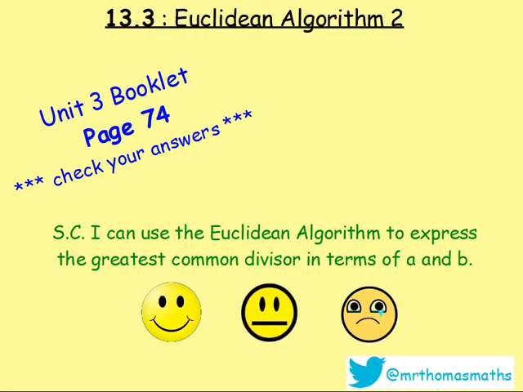Try these in the Unit 3 booklet. You're on page 74. Check your answers as you go. But good luck using the Euclidean algorithm to express the greatest common divisor in terms of A and B.